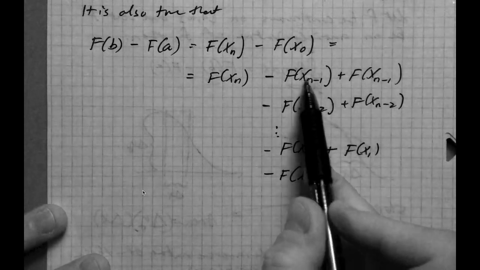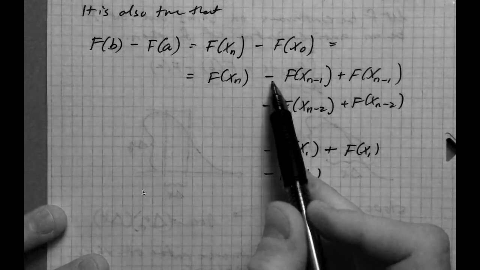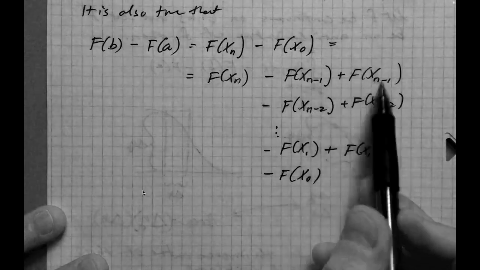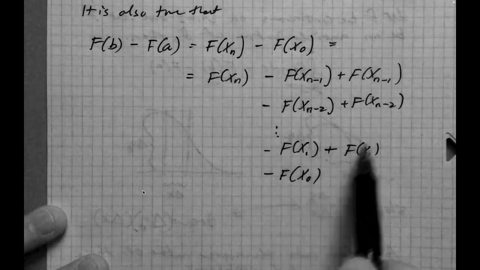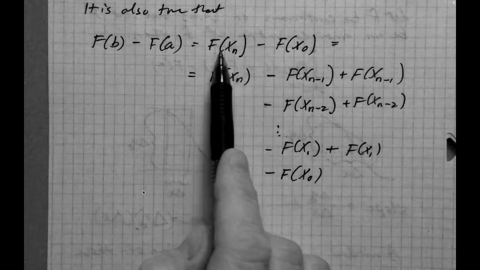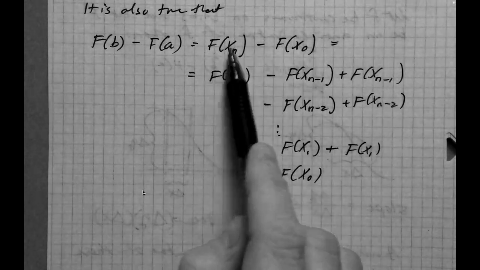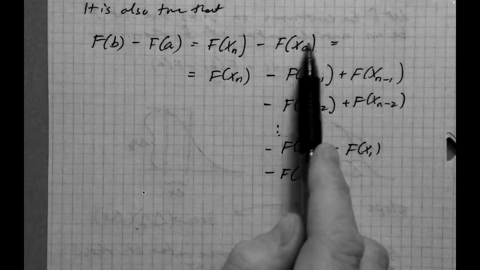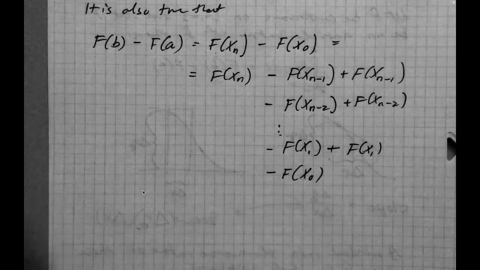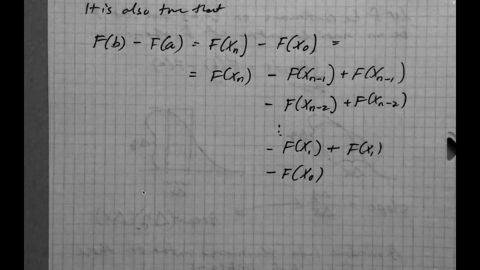Now, what have we done here? Well, in each of these pieces we're just subtracting and adding the same term each time. So all this stuff in the middle is really just algebraic trickery. What's important is that this F of x of n and this F of x of 0 are still in place, and all the stuff in the middle is just a little bit of an algebraic trick.